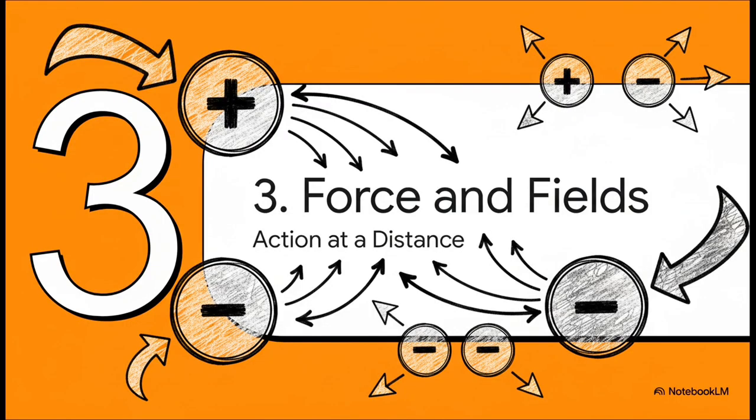So we've got the rules down. Charges attract, they repel. But how? I mean, really, how does a charge sitting over here manage to push or pull another charge way over there, especially through empty space? What's going on in between them?